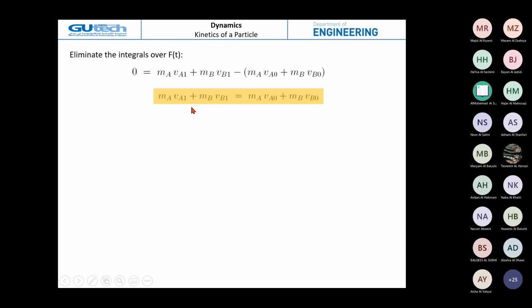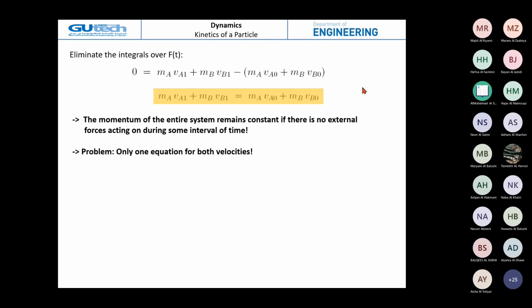Then, in the same way as we have done previously with the connector between the two masses, we will get MA multiplied by the velocity of the mass A at time t1, plus MB multiplied by the velocity of mass B at time t1, equal to the mass MA multiplied by the velocity of mass A at time t0, plus MB multiplied by the velocity of mass B at time t0. We said the momentum of the system remains constant if there are no external forces acting during some interval of time.